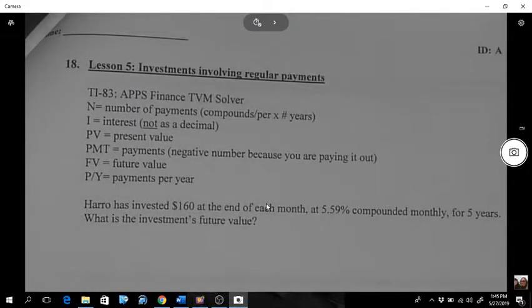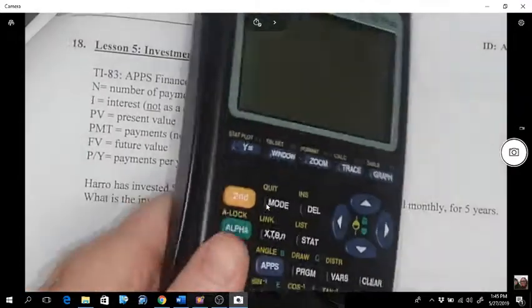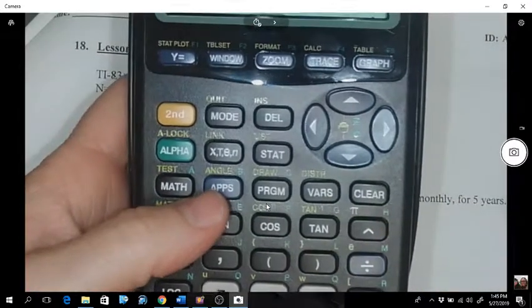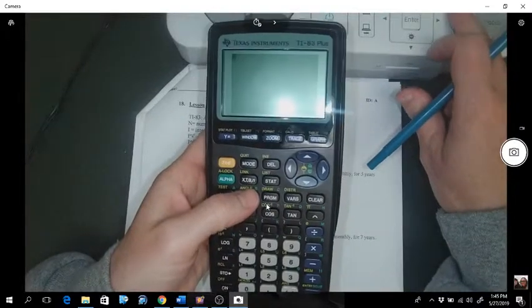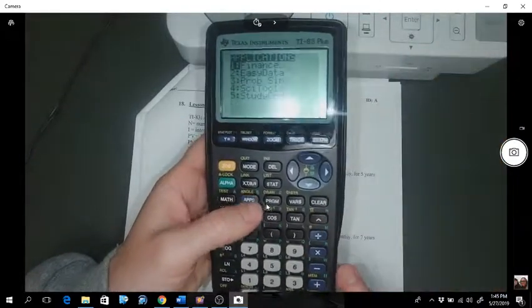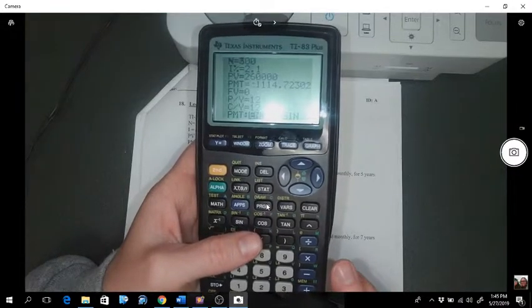Lesson 5 is investing into an account and putting regular payments in. You'll be using your graphing calculator and this function right here, under apps. Once I hit apps, you want number 1, financing, and then the TVM solver.